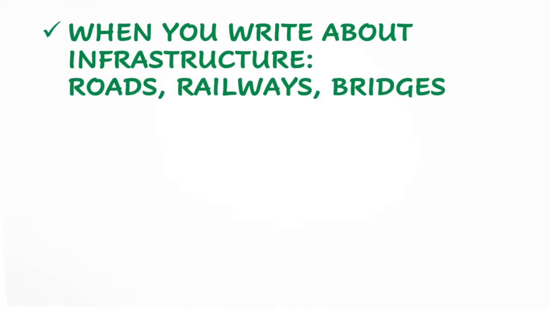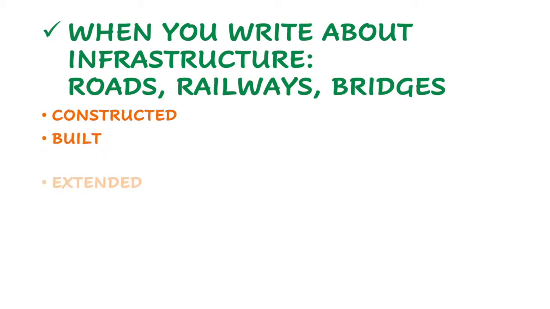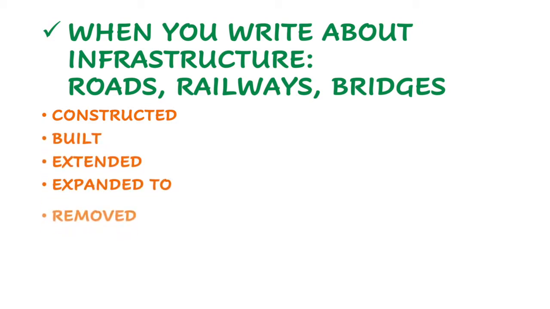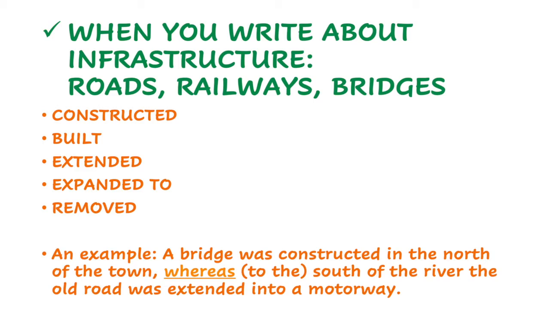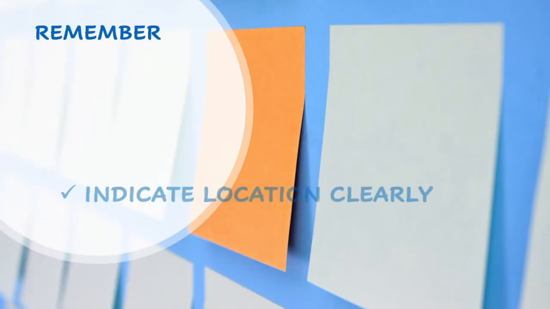All right, and when you write about infrastructure, roads, railways, bridges, it's true that on the maps I've chosen to show you, they don't appear, but they could appear in a different map. They can be constructed, built, extended, expanded to, removed, and here's an example. A bridge was constructed in the north of the town, whereas south of the river, the old road was extended into a motorway. Or, of course, you can use the preposition we discussed at the beginning, to the south of the river. Don't forget whereas, which is the comparative linker.